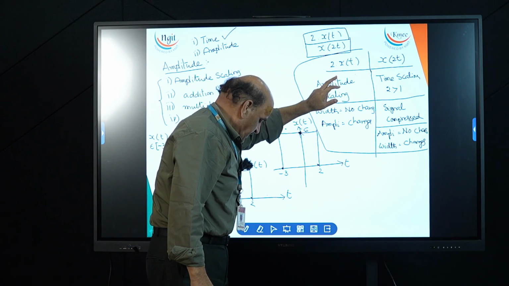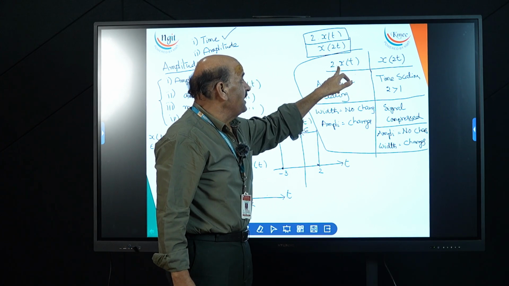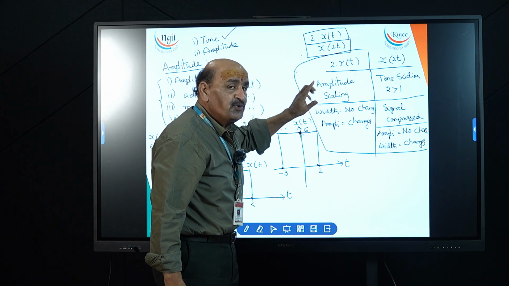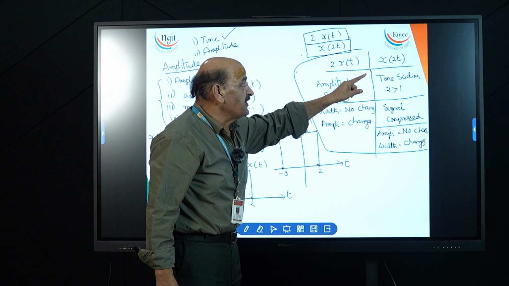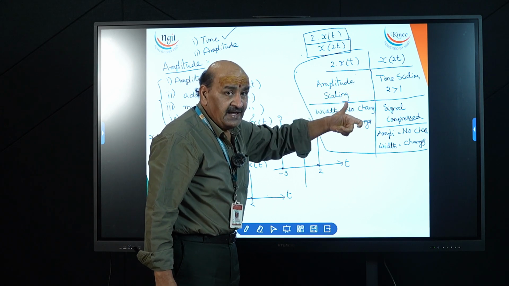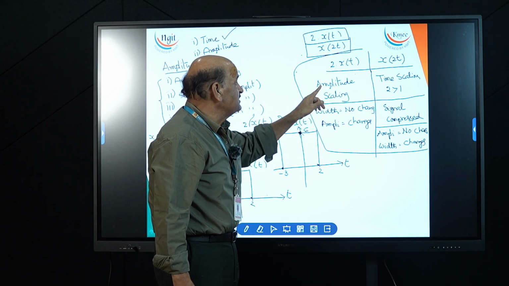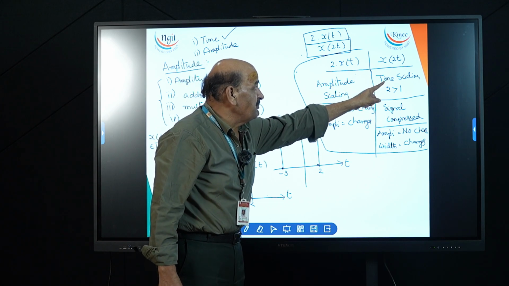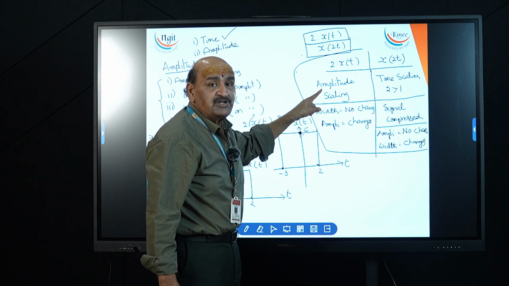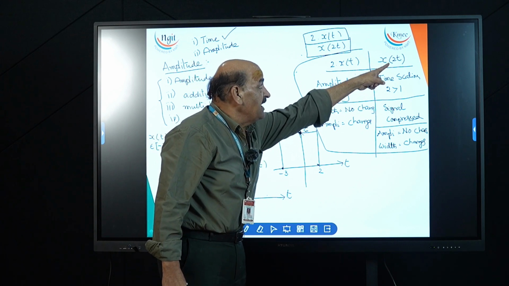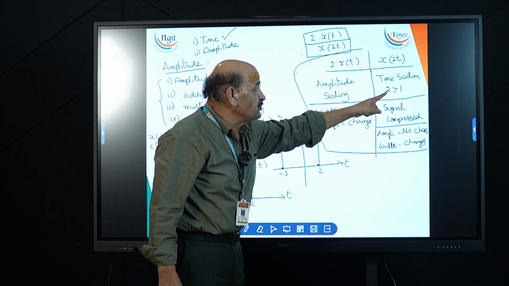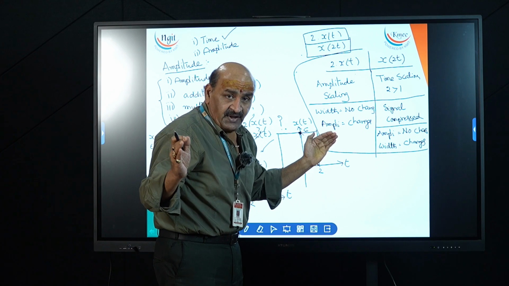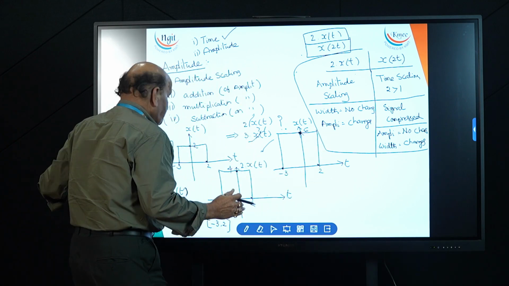Now, x of 2t as well as 2 times x of t. You call 2 times x of t amplitude scaling, but you have to call x of 2t time scaling. Time scaling is different, amplitude scaling is different. Time scaling is with respect to the time parameter, and this is with respect to the amplitude parameter. Here, what is the scaling factor? 2. Greater than 1 means the signal will be compressed. We already discussed that.